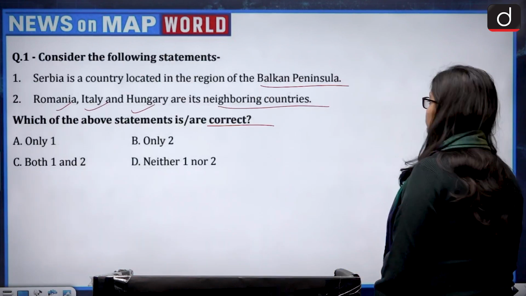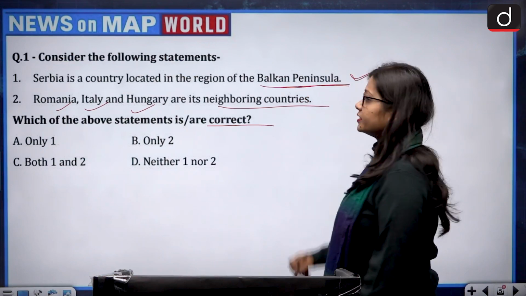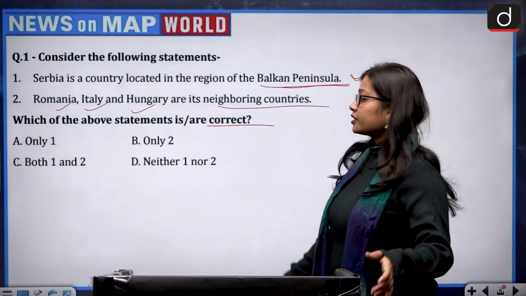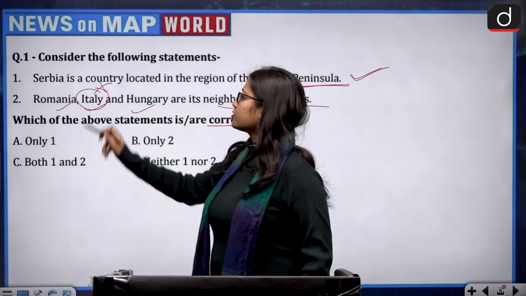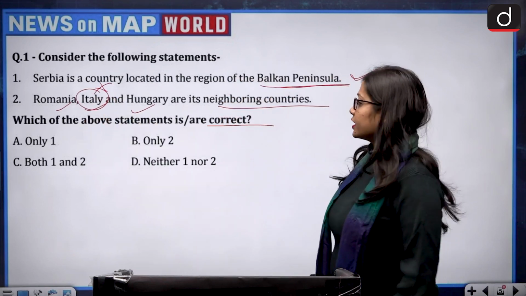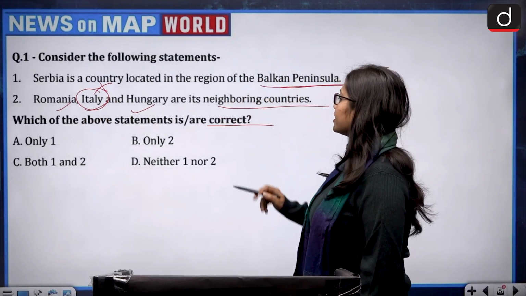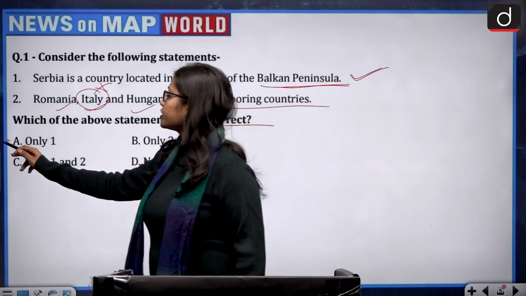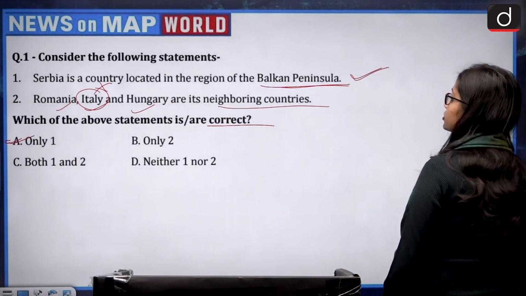So if we go back to the question, Serbia is a country located in the region of the Balkan Peninsula. Yes. And the surrounding countries, Romania, yes. Hungary, yes. Italy, no. Italy is not its bordering country. So which of the statements given above is or are correct? First is correct, second is wrong. So the correct answer becomes option A, that is only 1. Now moving on to the next question.